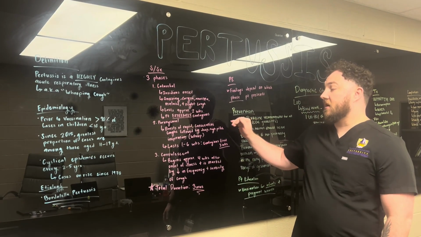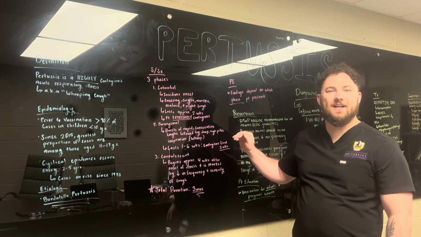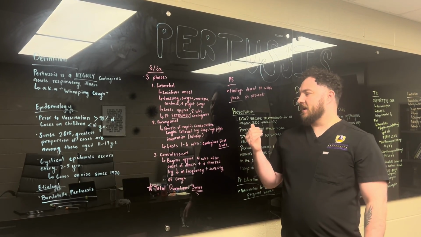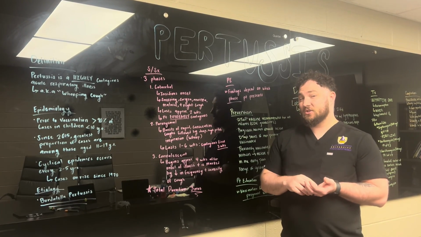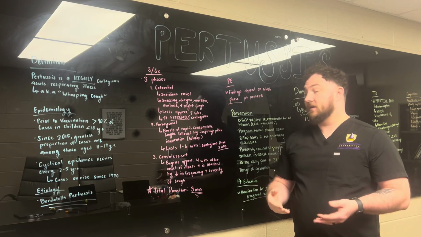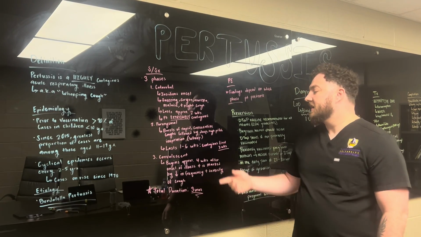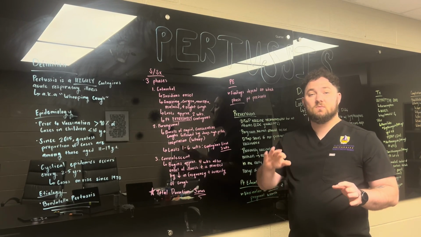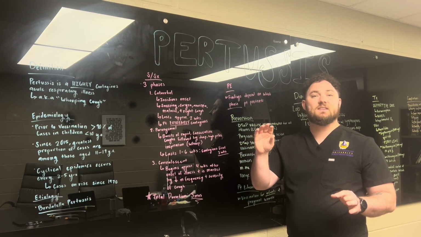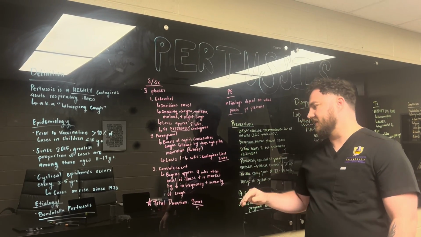After that, you get the paroxysmal phase, and that is annotated by rapid consecutive coughs followed by a very deep, high-pitched inspiration known as a whoop, which is where it gets its name, whooping cough. This lasts for 1 to 6 weeks, and they're very contagious during the first 3 weeks, with the infectivity falling off around the end of that time.